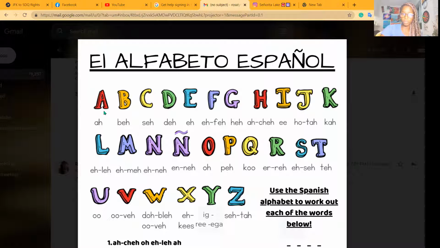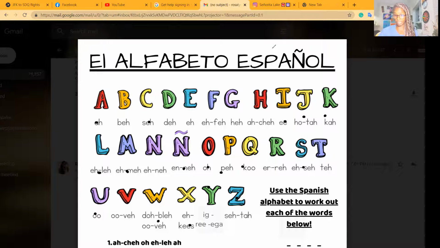Gracias. Los pronombres son así. Tenemos, no los pronombres, el alfabeto. A, B, C, D, E, F, G, H, I, J, K, L, M, N, Ñ, O, P, Q, R, S, T, U, V, W, X, Y, y Z.